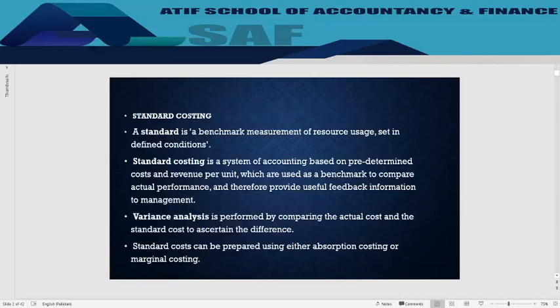Standard costing. A standard is a benchmark measurement of resource usage set in defined conditions, and standard costing is a system of accounting based on predetermined cost and revenue per unit, which are used as a benchmark to compare actual performance and therefore provide useful feedback information to management. While the variance analysis is performed by comparing the actual cost and the standard cost to ascertain the difference. Standard cost can be prepared using either absorption costing or marginal costing.